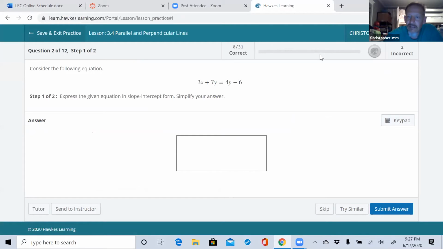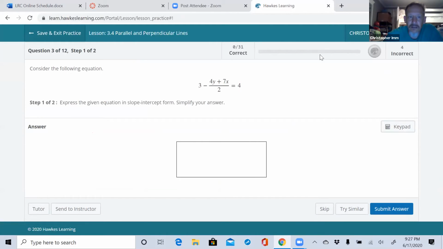I have it written down, but okay, I think it's something like this. So again, it's with those pesky fractions, right? We want to consider the following equation. It will be a linear equation. We want to write it in slope-intercept form and simplify our answer.